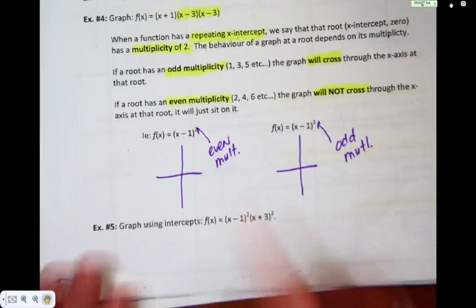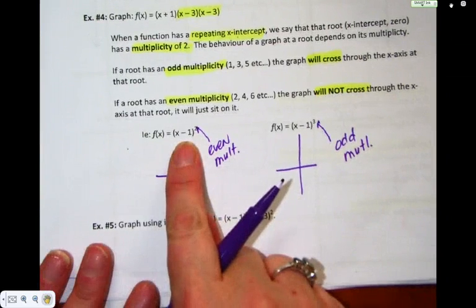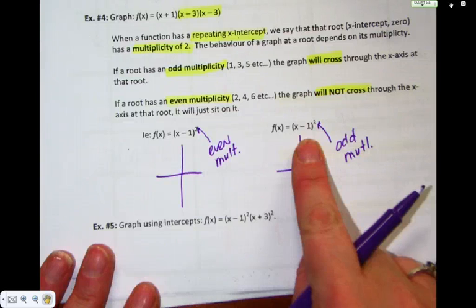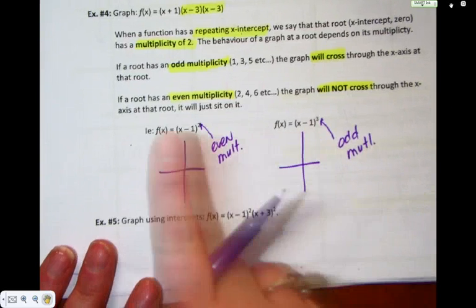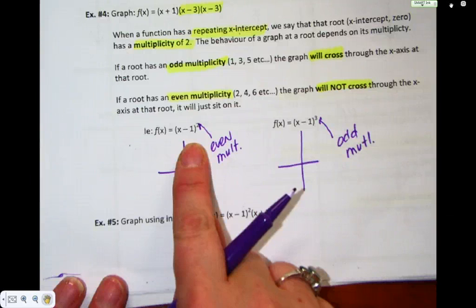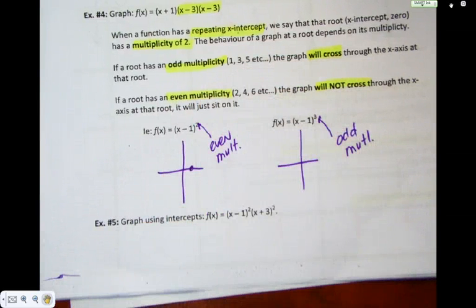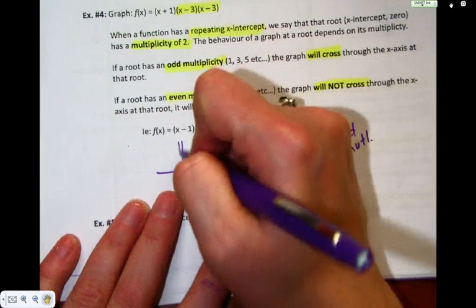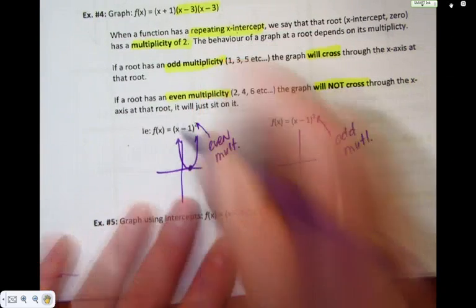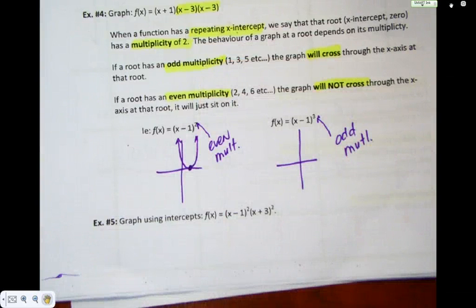Now you've actually seen both these graphs before. This is a parabola and this is a cubic. Tell me about this parabola. Where's the vertex? 1 and 0. And you know it is pointing up. So what happens with this one is it just sits on the x-axis. It doesn't cross through the x-axis. It just sits there. That's because it has what we call an even multiplicity. It just bumps the x-axis and goes back up.